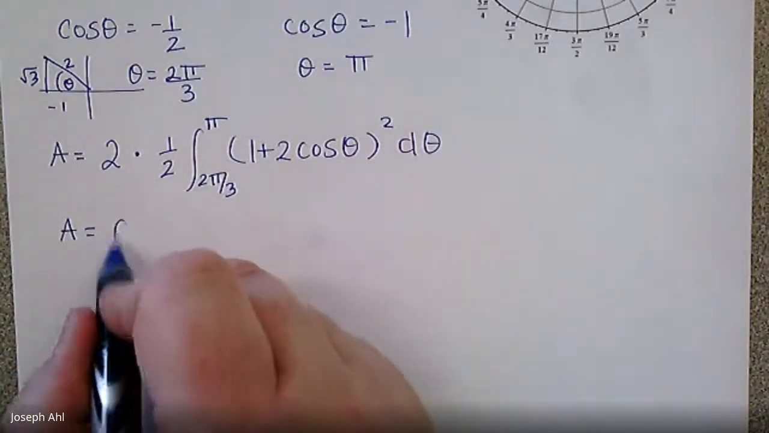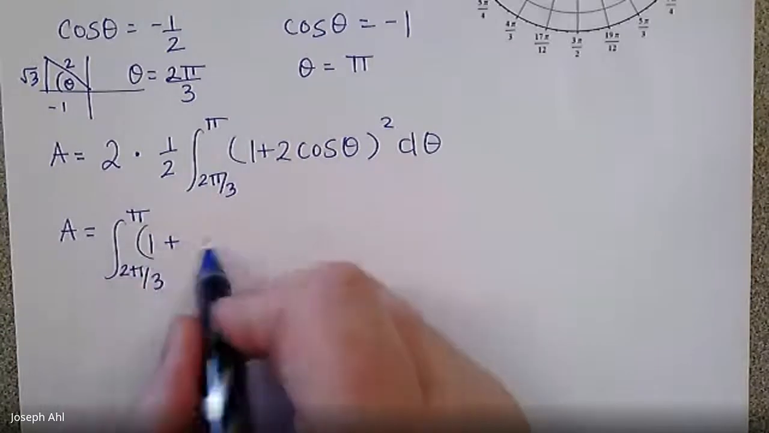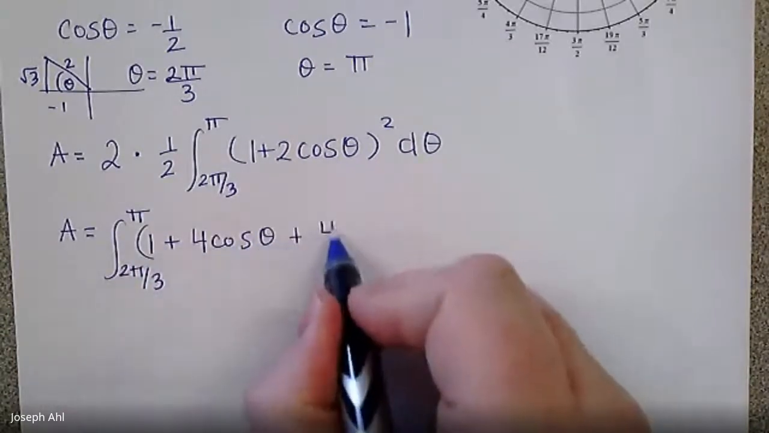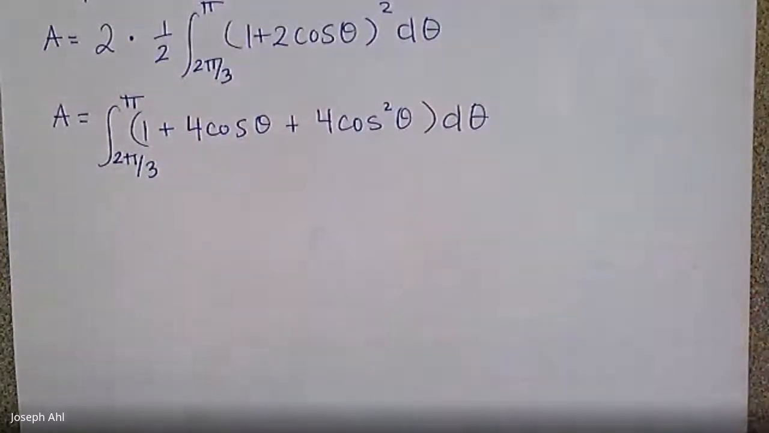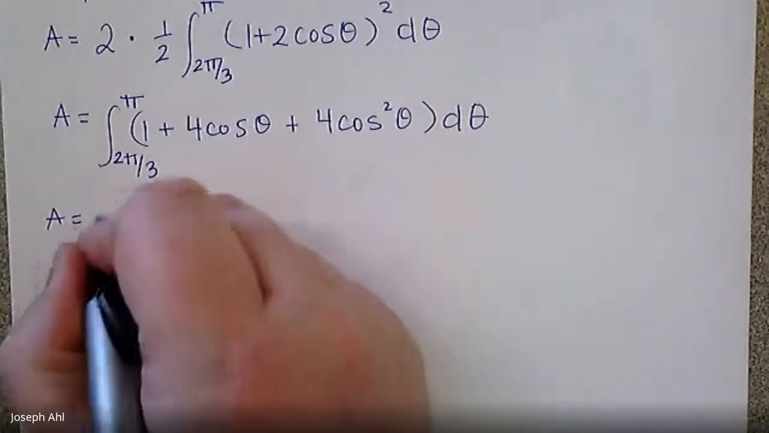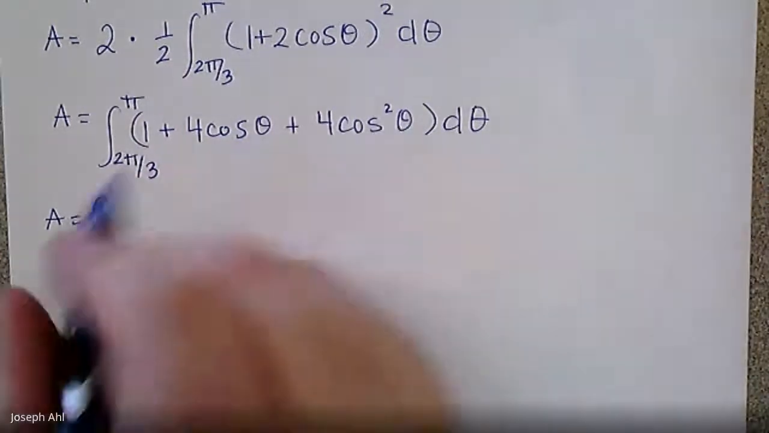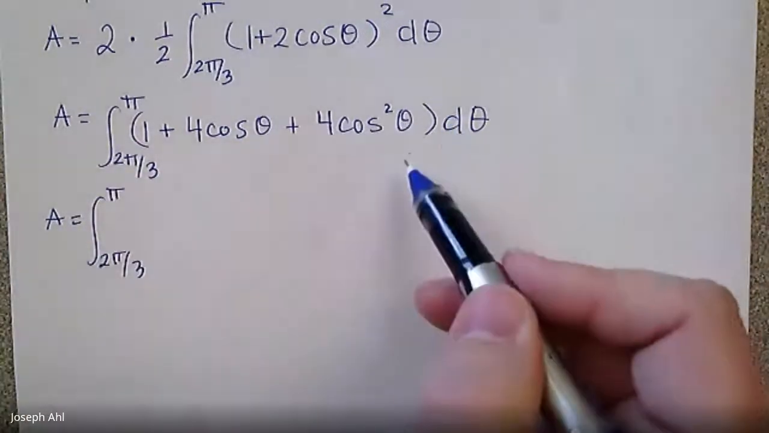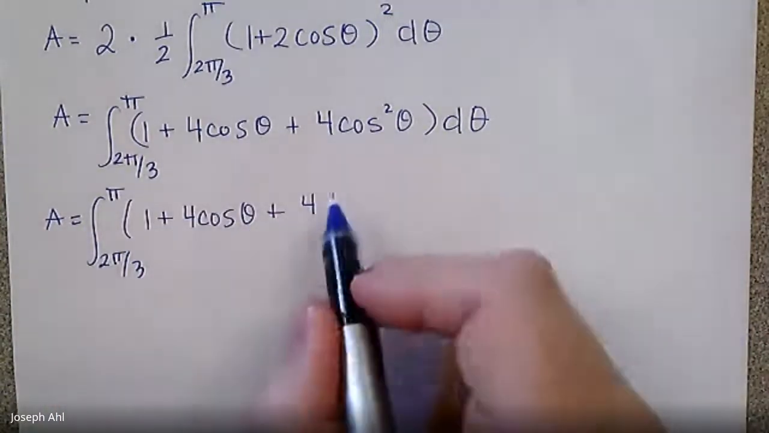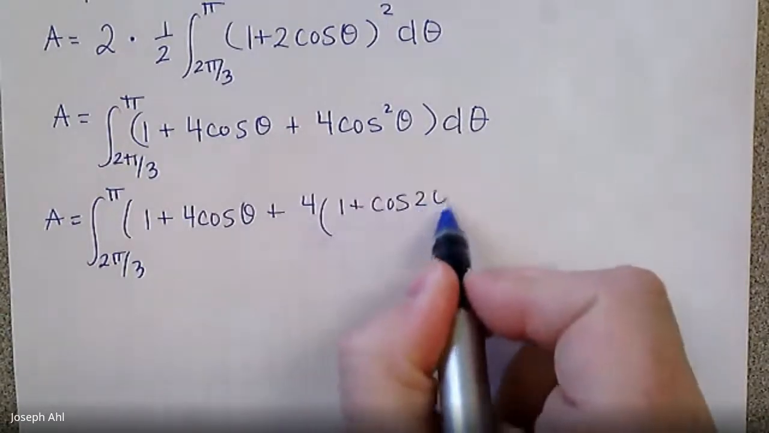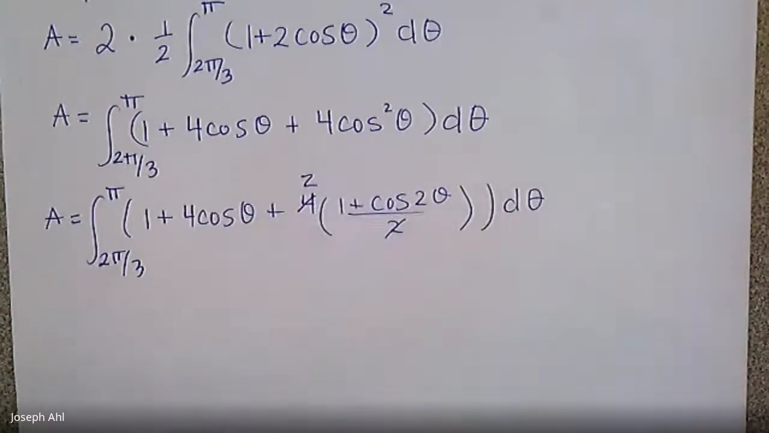So therefore we're taking the integral from 2 pi over 3 to pi of, if we expand this, 1 plus 4 cos theta plus 4 cosine squared theta. And as we'll commonly see within these integrals that we're finding with polar area, we'll oftentimes be faced with something like cosine squared or sine squared on the inside. So therefore, we want to make that double angle replacement. We know that this is going to turn into 4 times 1 plus cos 2 theta over 2 d theta. So this is going to be a 2 on the outside.